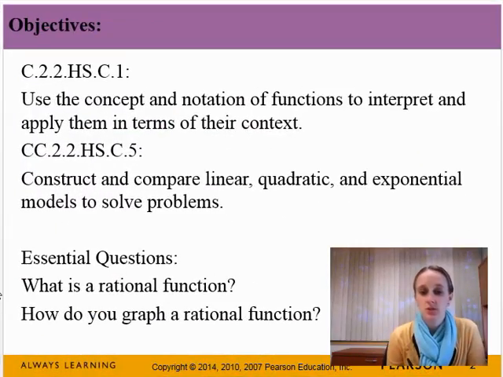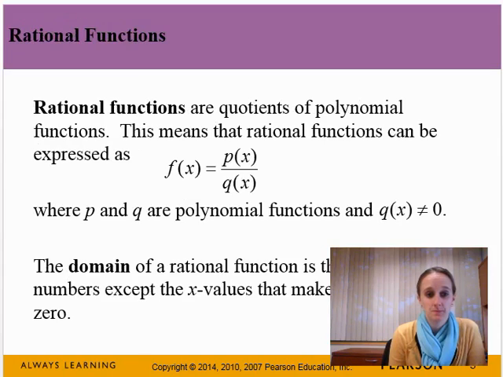Welcome to 2.6 Part 1, Rational Functions and Their Graphs. Our central questions for this lesson are: what is a rational function and how do you graph a rational function?